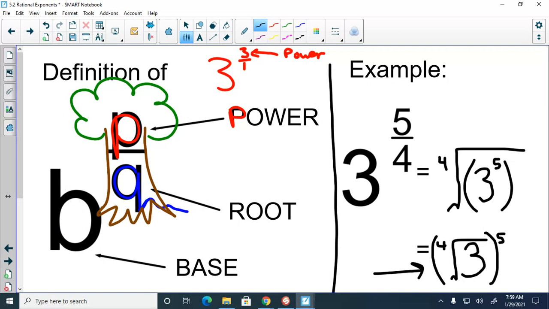It doesn't matter what order you do the power or the root, because they're both exponents, right? So it doesn't matter what order you do them in. If you think of order of operations, all the exponents happen at the same time. So it doesn't matter what order you do the top or bottom part of the exponent.